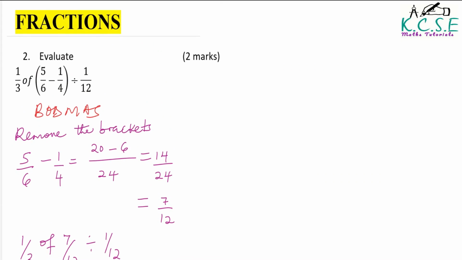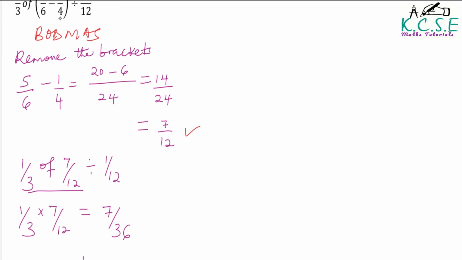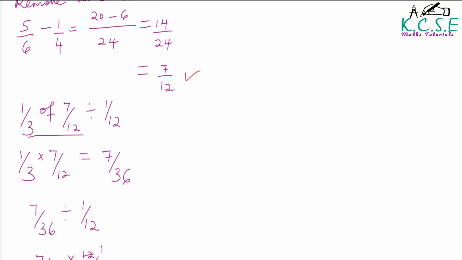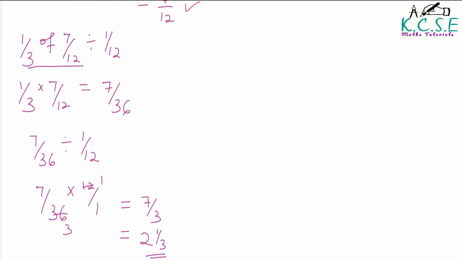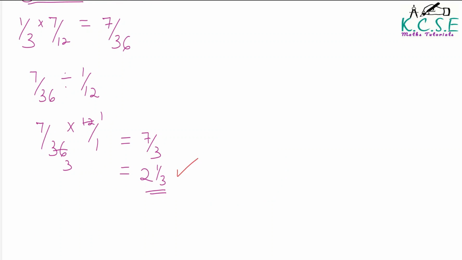So you begin by removing the brackets. You get that from the brackets. Then you go to the next operation, which is this operation, a third of 7 over 12. Once you get the solution there, you get 7 over 36. So you have 7 over 36 divided by 12, and that is the last thing that you do.